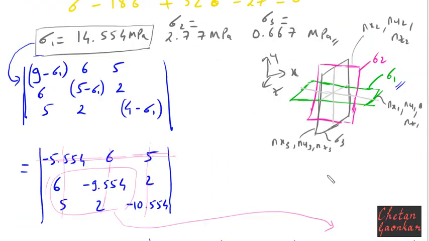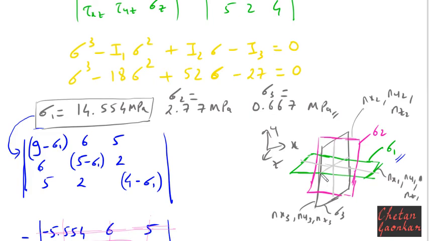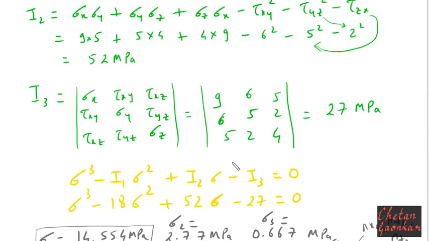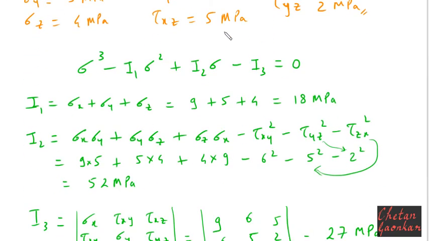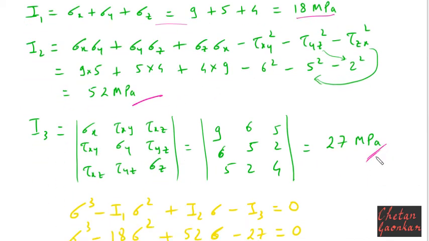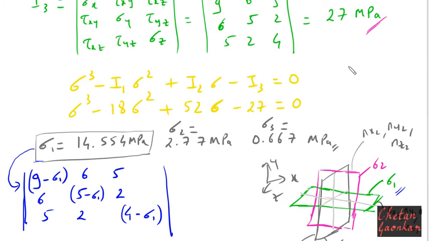Now there is one more thing which we need to see. They are asking us to verify, to check for the stress invariants. From this formula we got that the stress invariants are 18, 52 and 27. But we also know that the stress invariants can be found in terms of principal stresses. How do we find that? We know that I1 can be found as sigma 1 plus sigma 2 plus sigma 3.